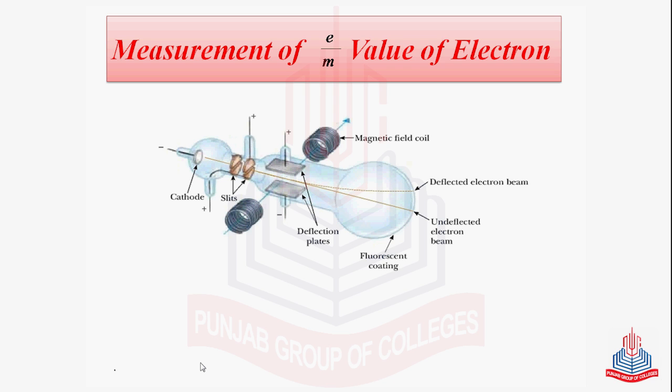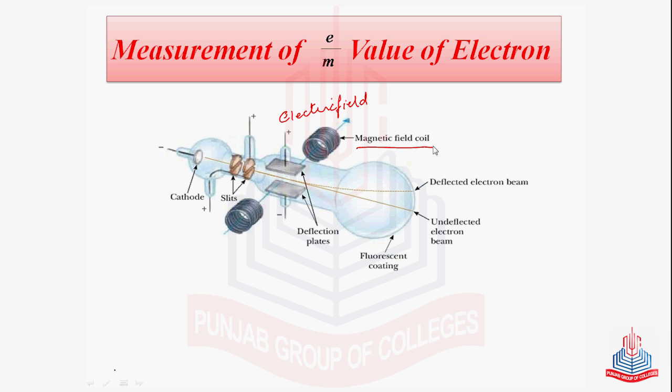This apparatus has a discharge tube in it. Along with the discharge tube, we can see that we have an electric field as well as a magnetic field. Both the fields are present. The cathode rays were allowed to pass through the electric and the magnetic field both.